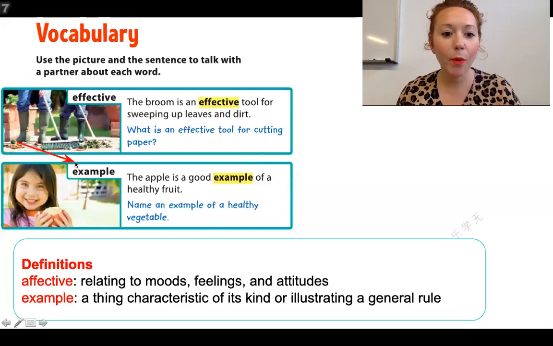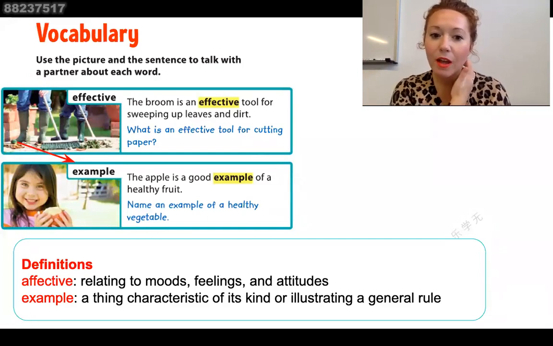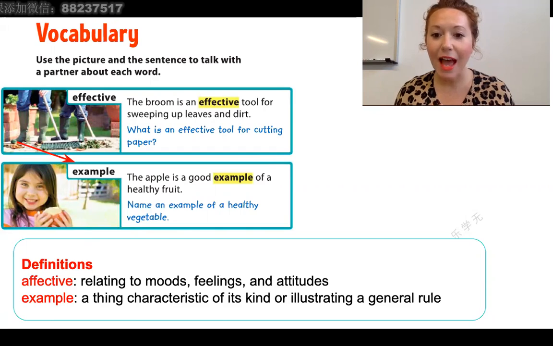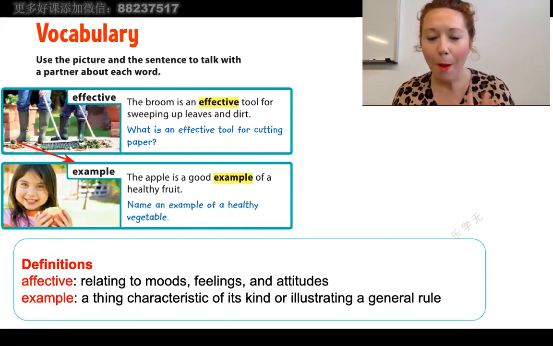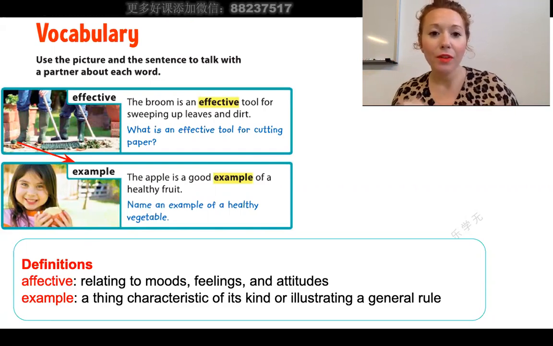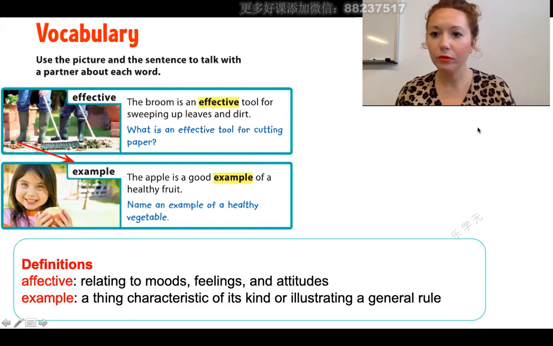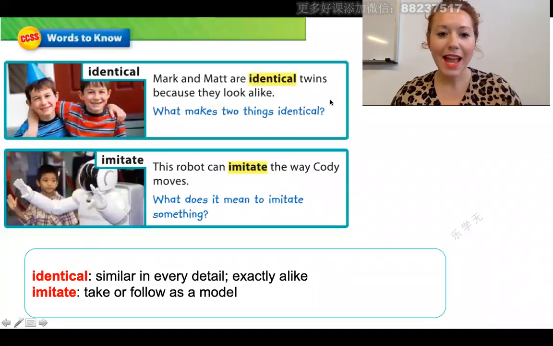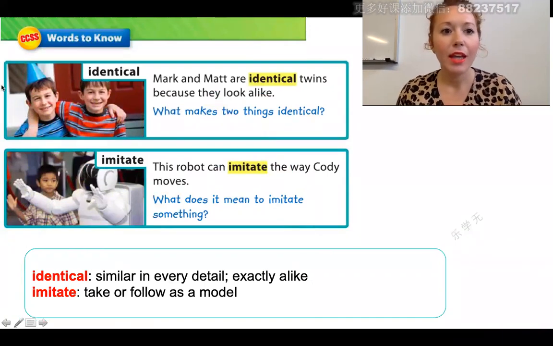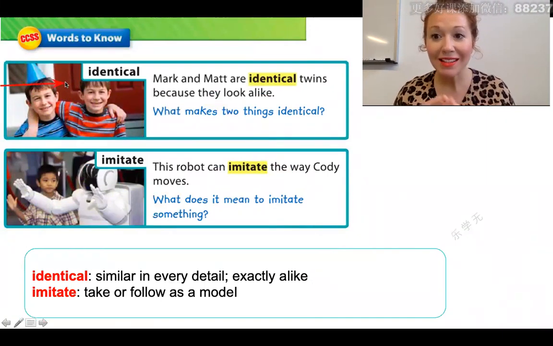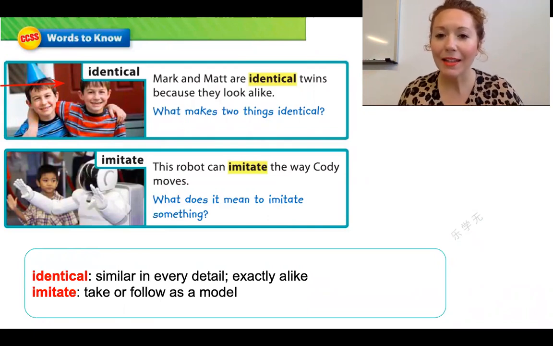Next, we have example. An example is a thing or characteristic of its kind, and it's kind of like a general rule. It's giving you an idea or a detail. The apple is a good example of a healthy fruit. Next, we have identical. Identical means that something is similar in every detail. It's exactly alike. Mark and Matt are identical twins because they look alike.